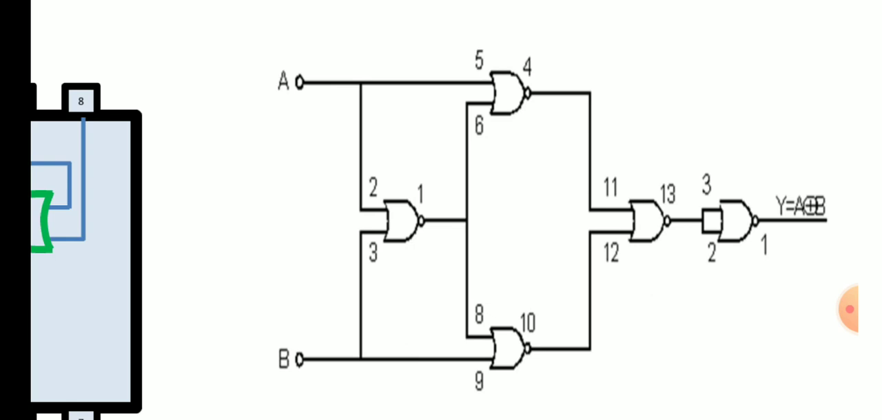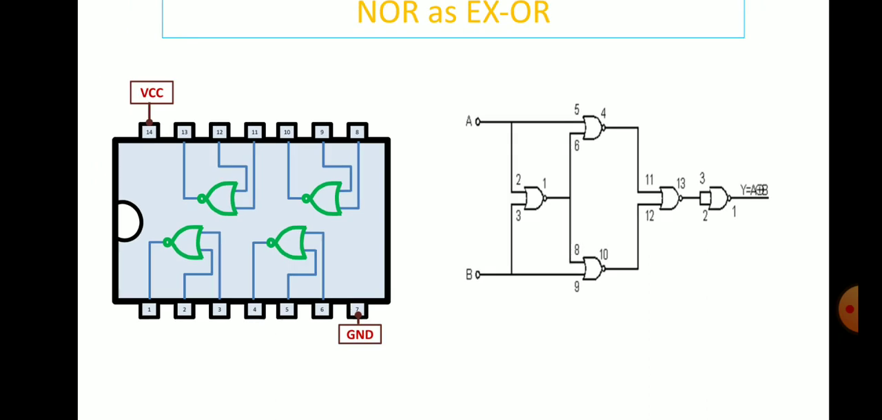See, the first gate has inputs 2 and 3, and the last one, the fifth gate, also has pins 2 and 3. In the same IC we won't get pin numbers 1, 2, 3 again and again, that we will discuss. Okay, first let us connect this part and then we will discuss that part.